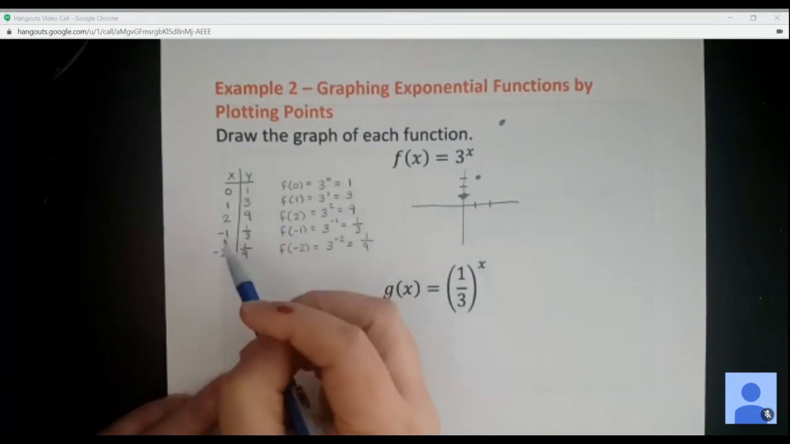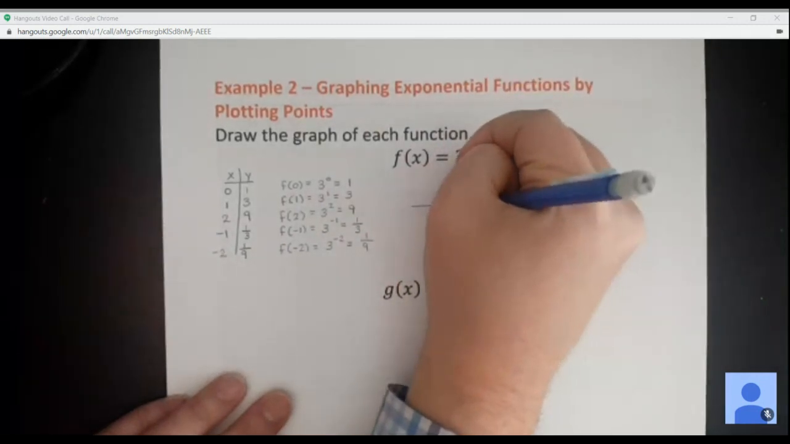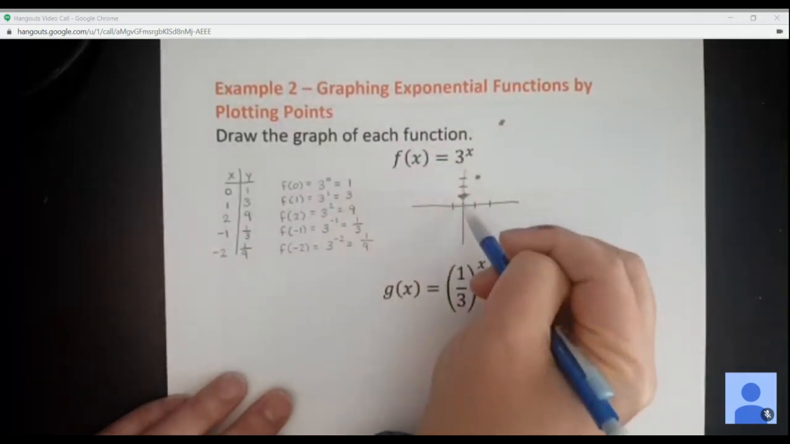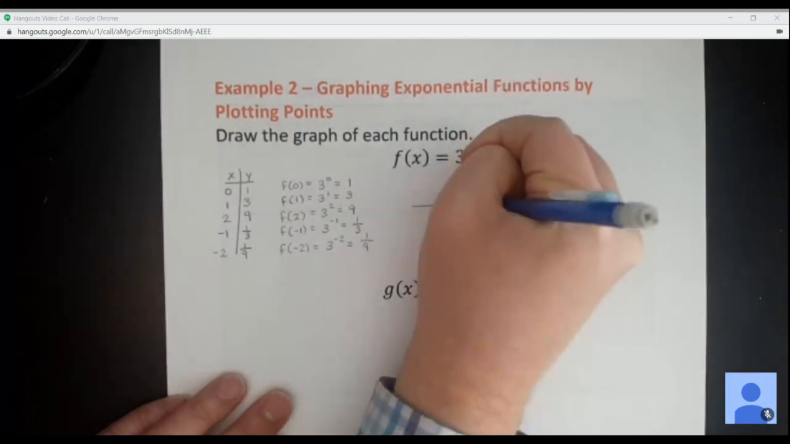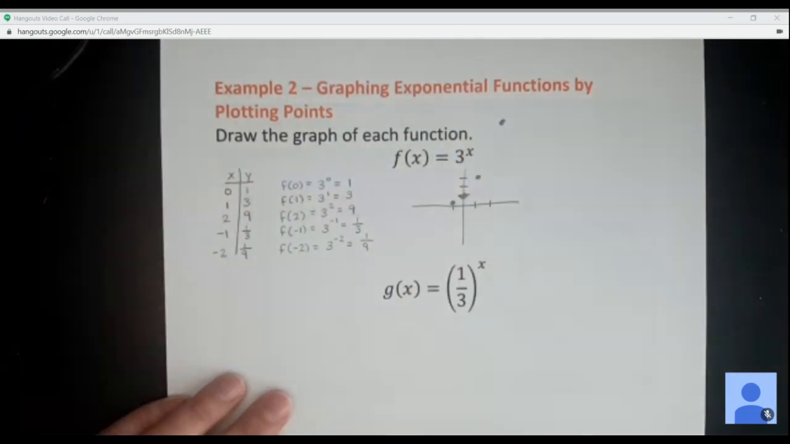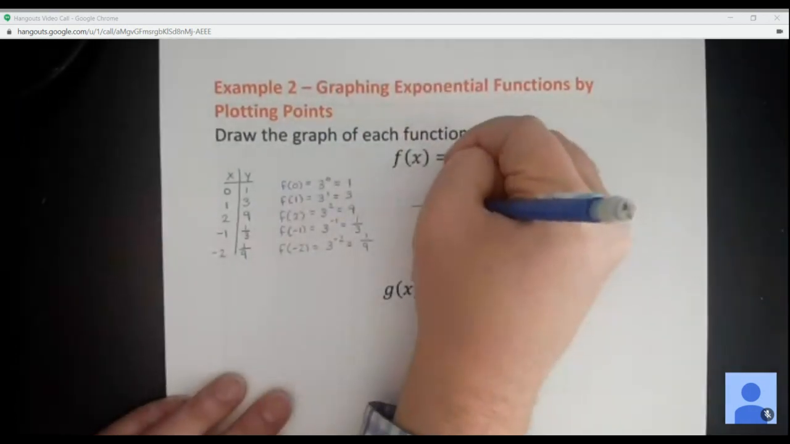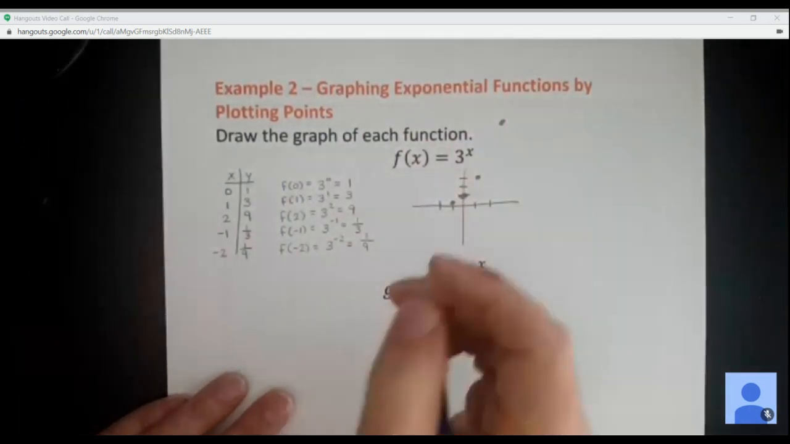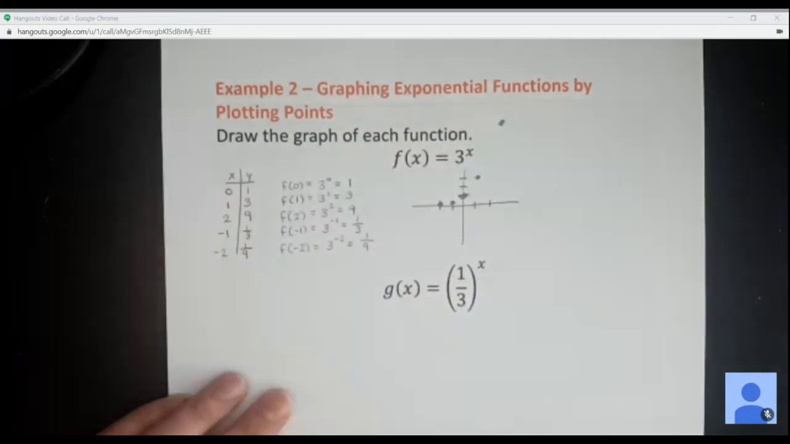Now my negative values, I want to go negative 1 to 1 and then up 1/3. So if I go left 1 and up 1/3, I'm only going 1/3 of the way to 1, so that's going to put me right down here. Now when I get to negative 2, now I'm at 1/9, which is smaller, right? So I'm even closer to the x-axis there. So really, really small values this time, and that's what we get.